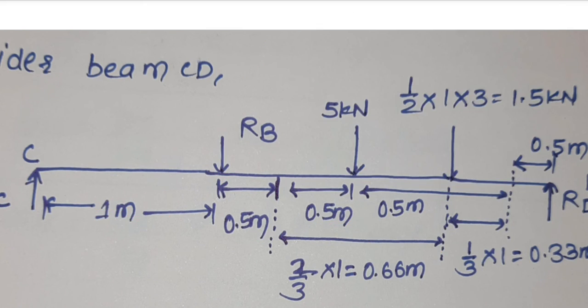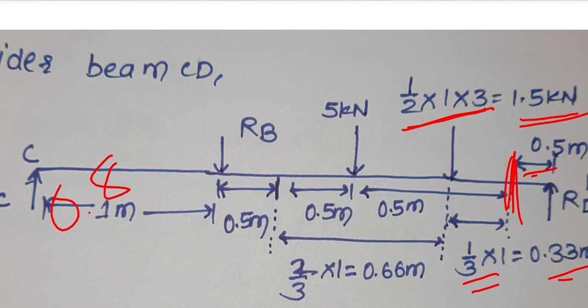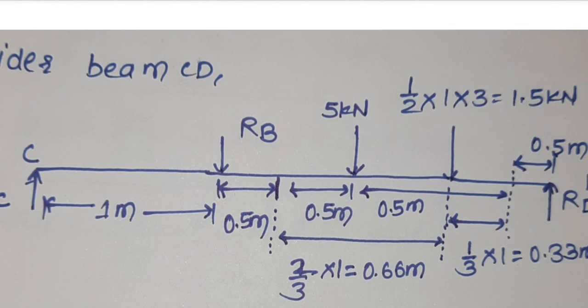You can take a screenshot of this slide and you can understand it very easily. This is the uniformly varying load of 1.5 kilonewton at a 1/3, that is 0.33 meter from this point, and this 0.5, that is at a 0.83 meter from this D point. Okay, we will get all of this.